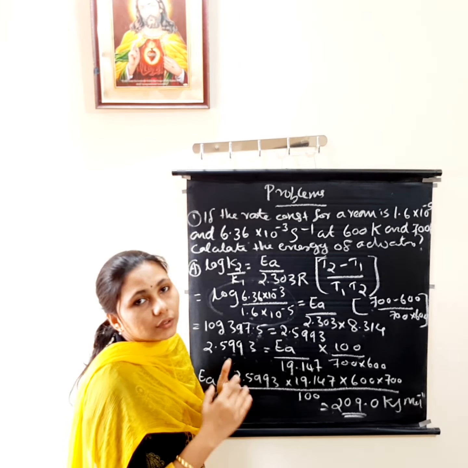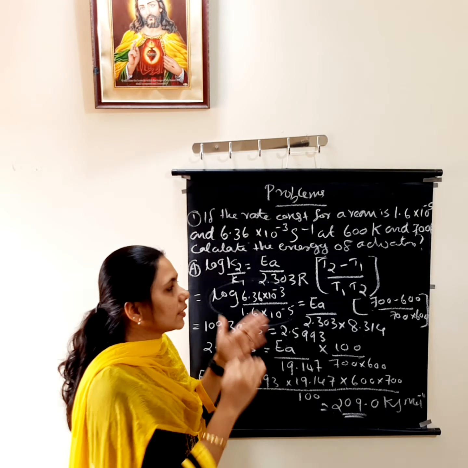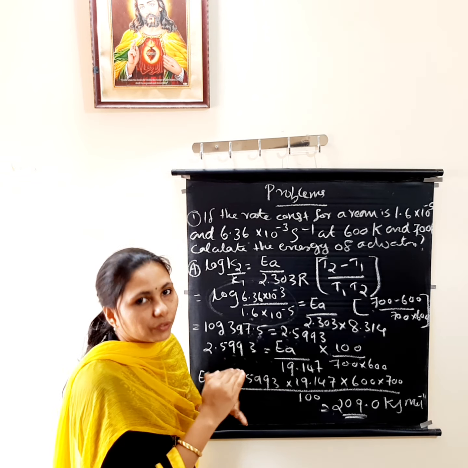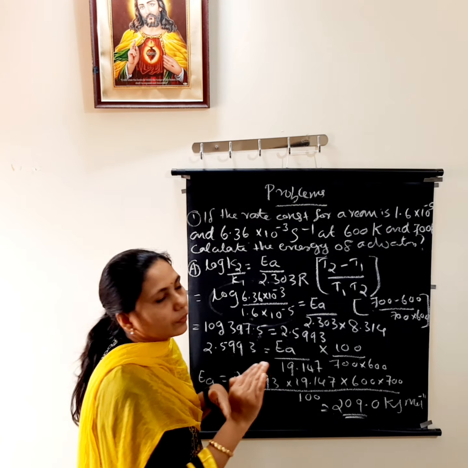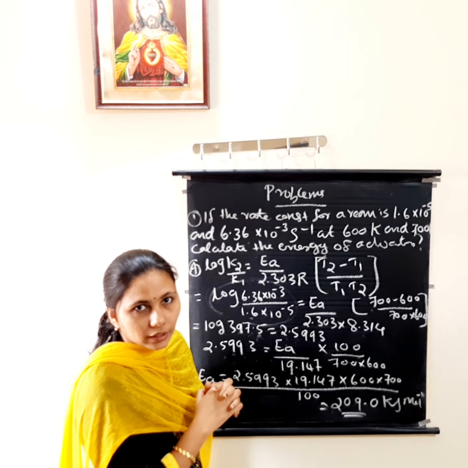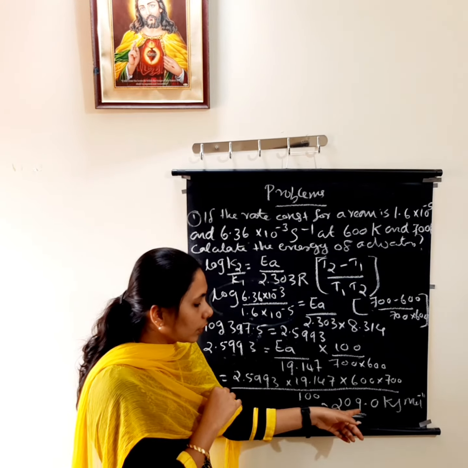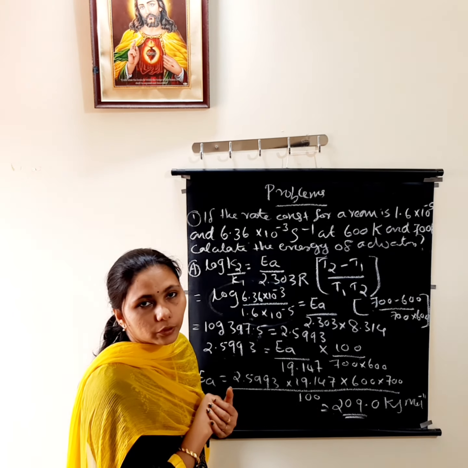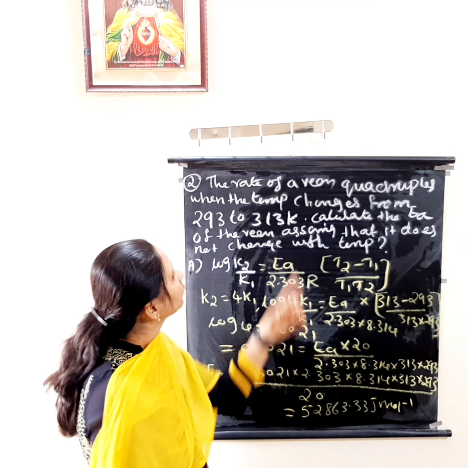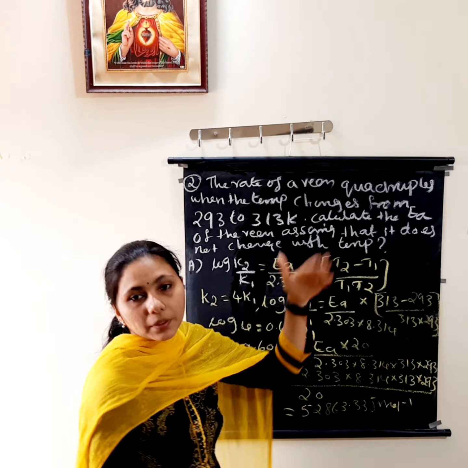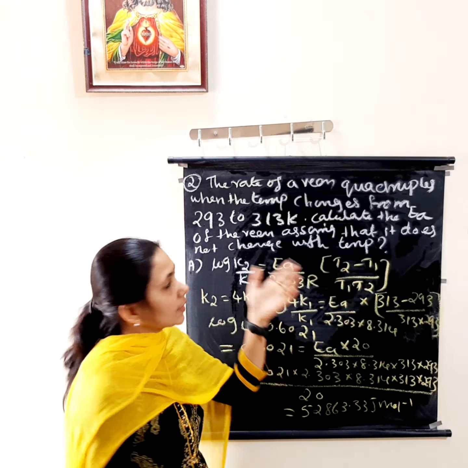So that is just a direct substitution problem they will ask. You just have to know the equation, the Arrhenius equation at two different temperatures. Everything is given. We have to calculate only Ea. Clear all of you? This is Ea, 209.0 kilojoules per mole. Next problem: the rate of a reaction quadruples, that means it increases 4 times, when the temperature changes from 293 to 313 Kelvin.